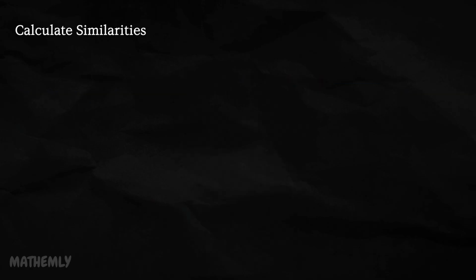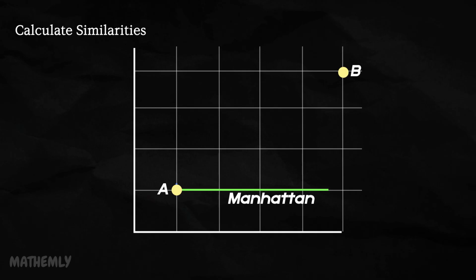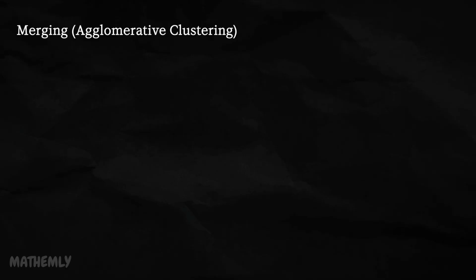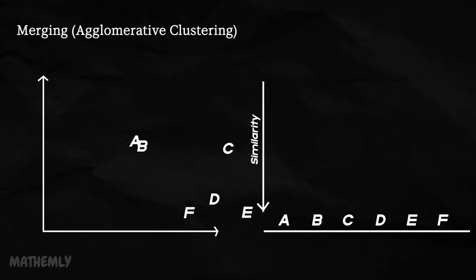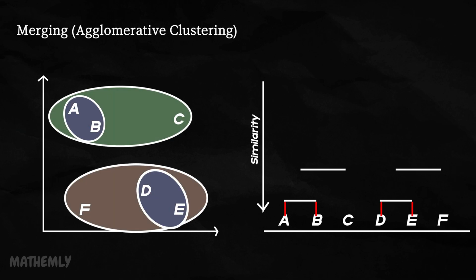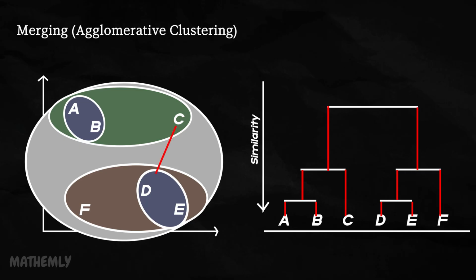Calculate similarities. First, we measure the similarity or distance between every pair of data points. This can be done using different distance metrics like Euclidean distance or Manhattan distance. Merging or agglomerative clustering. We start with each data point as its own individual cluster. Then we iteratively merge the two closest clusters based on their similarity. This process repeats until all points belong to a single cluster, forming a hierarchy.